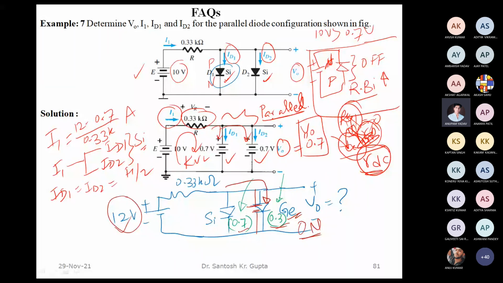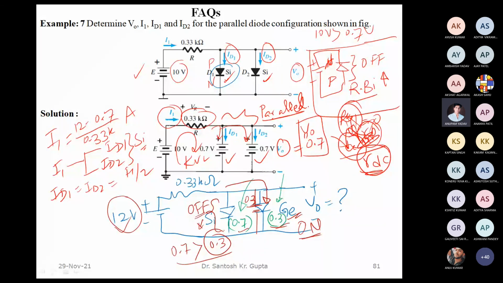So because now 0.3 volt is maintained here and the current is conducting through this germanium diode, the potential across the silicon diode never exceeds this 0.3 volt, and 0.3 volt is certainly less than 0.7 volt. So the silicon diode doesn't find the time to switch on. So this remains off actually.